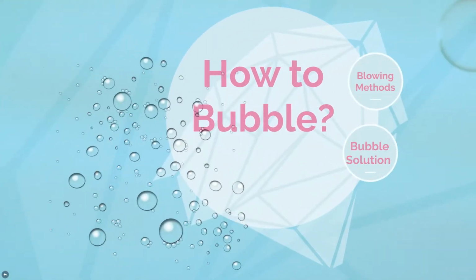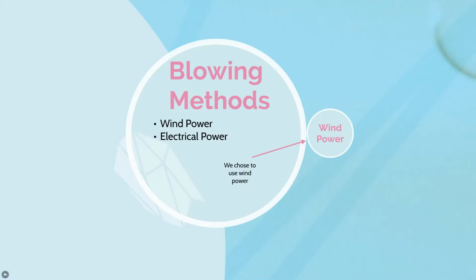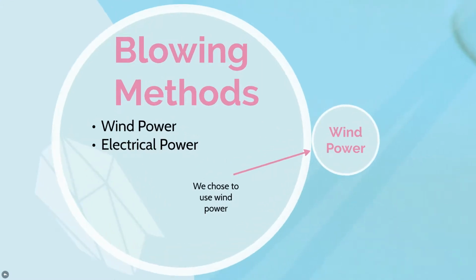To make a bubble blower, we needed a bubble solution and a means to blow the solution into bubbles. To blow the bubbles, we could either use wind power or electrical power. We chose wind power, so we began researching wind turbines.